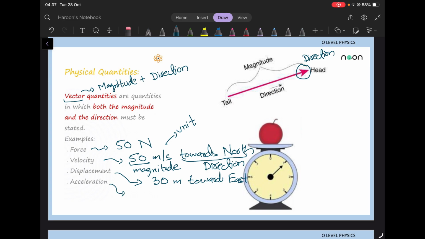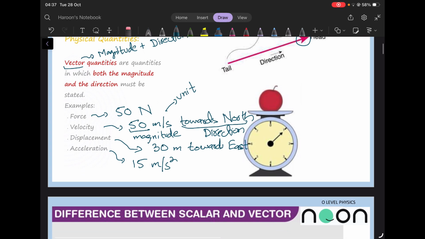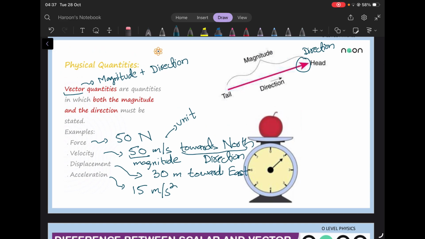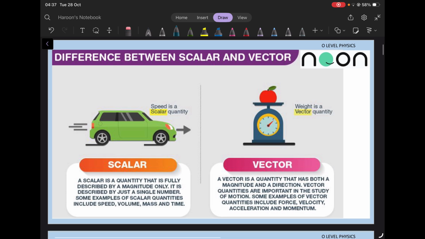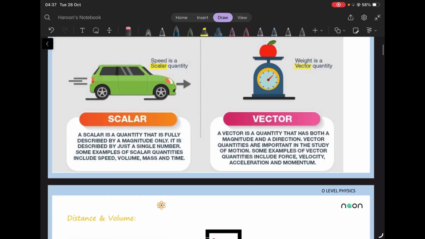So acceleration, let's say 15 meter per second squared. This is the unit for acceleration. So acceleration can be positive, negative. Positive means forward, negative means opposite, deceleration basically. So it can be positive or negative. The sign would actually tell us whether it is positive or negative. So whenever physical quantities have a direction, they would be known as vector quantities. Now, scalar, they have only magnitude and no direction. Both have units, of course. And vector quantities, they have direction as well as magnitude.